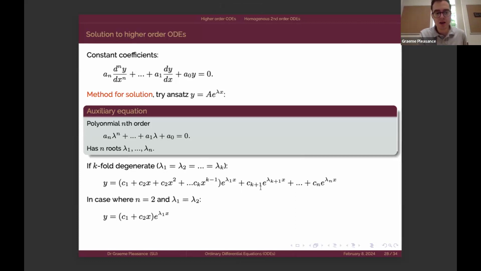In the special case where we're dealing with a second order ODE whose corresponding auxiliary equation has twofold degeneracy, or just equal roots, the solution is written in this form. This obviously corresponds to the case where k is equal to 2.